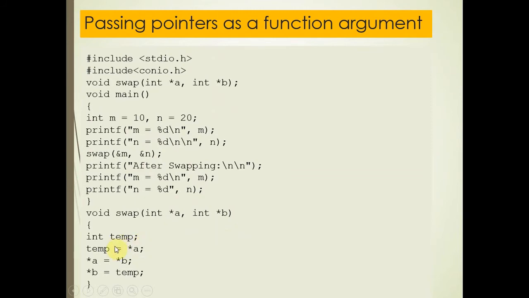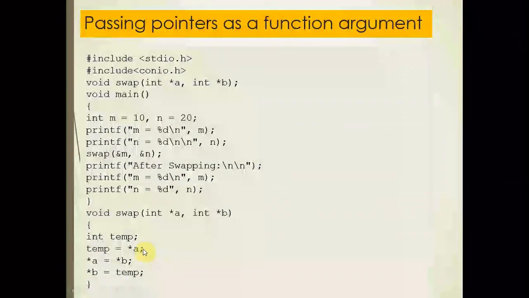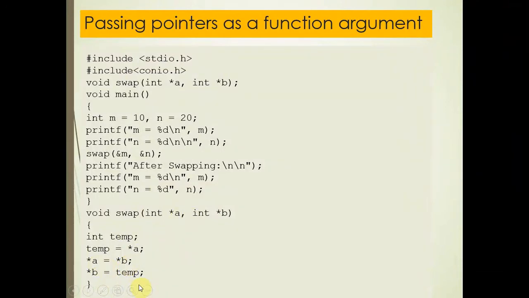So here temp is a local variable. Whatever a contains will be assigned to temp. Now value at a is assigned the value at b, and value at b is assigned whatever value temp contains. Temp contains the value at a. So now with the help of this function, the values have been exchanged. Whatever values you assign, it doesn't matter, these values will be exchanged.